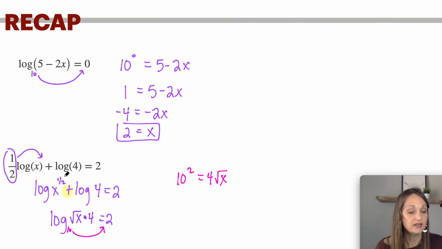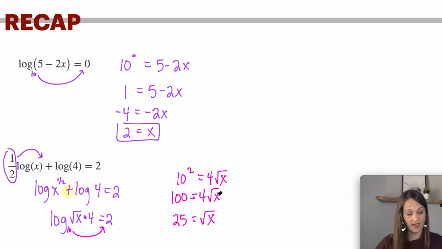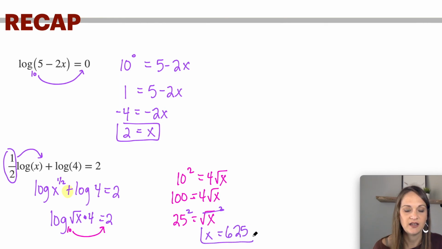Again, x raised to the 1/2 is the same thing as square root. So this 10 squared is 100. So to solve for x, you first have to get rid of the 4. So you're going to divide by 4, you get 25. That equals the square root of x. How do you get rid of a square root? You square both sides. So x is going to equal 625.